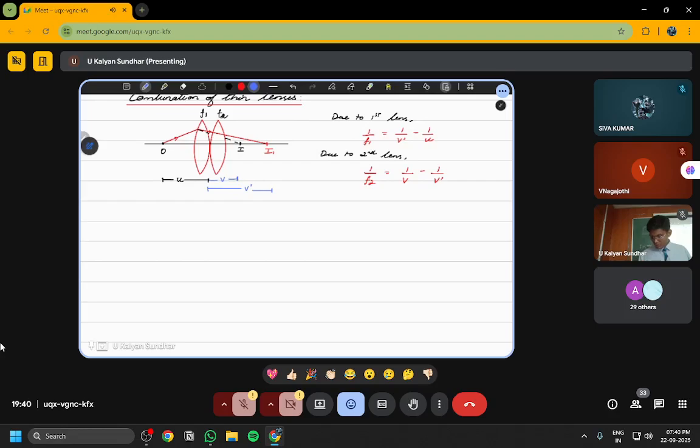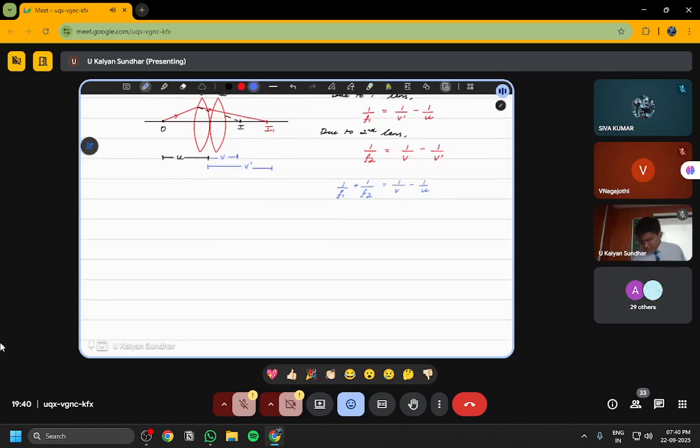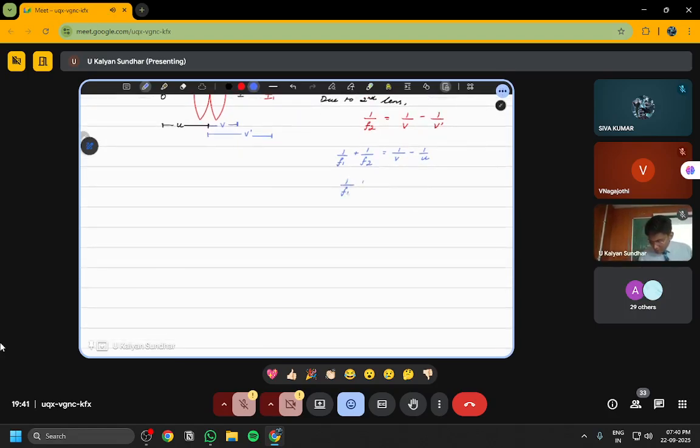What you will get? 1 by v dash, 1 by v dash cut ஆயிடுமா? So you will get 1 by f1 plus 1 by f2 will be equal to 1 by v minus 1 by u. This is the total focal length for the complete system. ரெண்டு லென்ஸுமே சேர்த்து எனக்கு வர்ற equivalent focal length is what? So I can write this as 1 by f1 plus 1 by f2 will be always your 1 by f equivalent. இந்த மாதிரி மூணு லென்ஸ் வச்சேன்னா plus 1 by f3. நாலாவது லென்ஸ் வச்சேன்னா plus 1 by f4. It will keep on going.